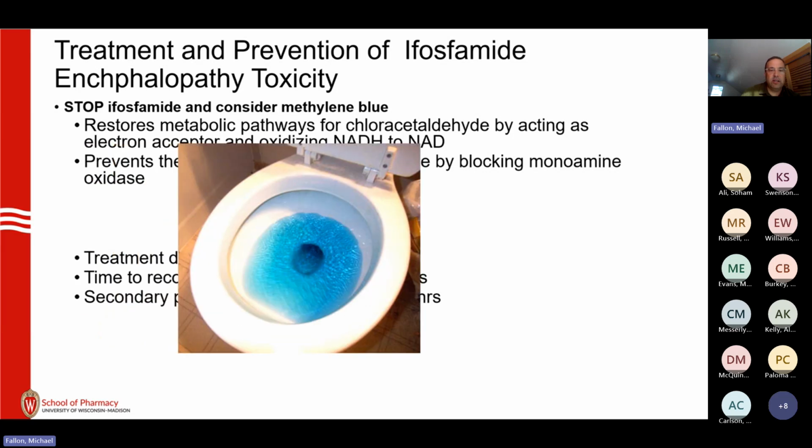This is what the medication looks like after methylene blue administration. So you let patients know their pee will be blue.